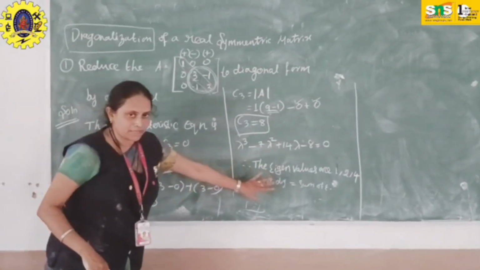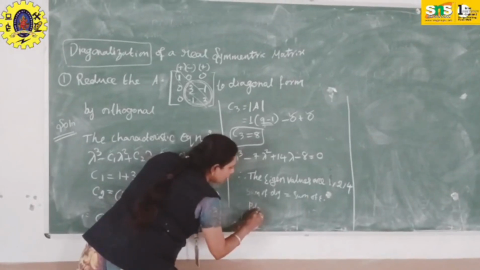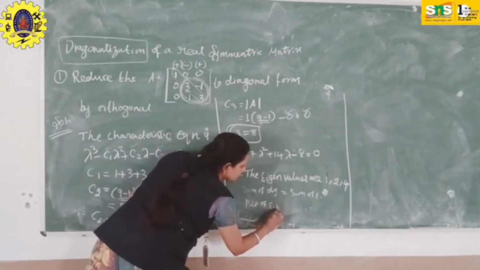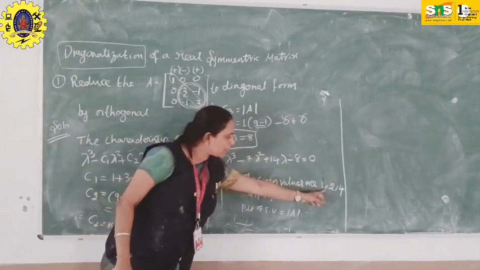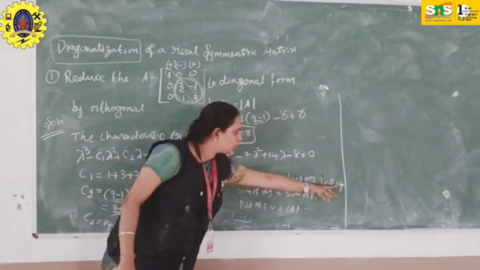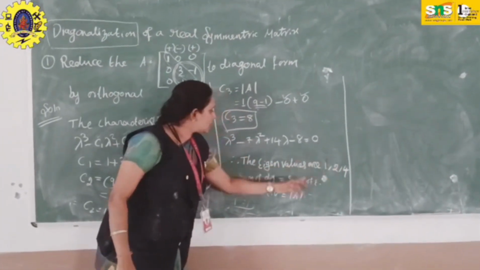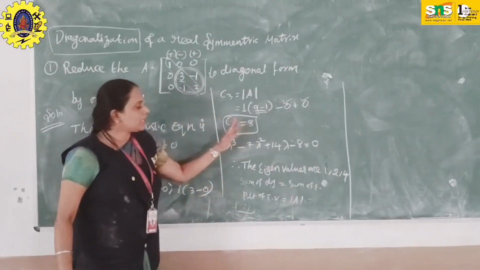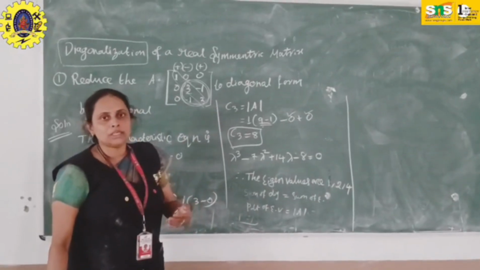So it is correct. Using the second property, the product of the eigenvalues is equal to the determinant of A. The product of the eigenvalues, 1 into 2 into 4: 1 into 2 is 2, 2 into 4 is 8. So our determinant is 8, and the eigenvalues are correct. So in this problem, the eigenvalues are 1, 2, 4.